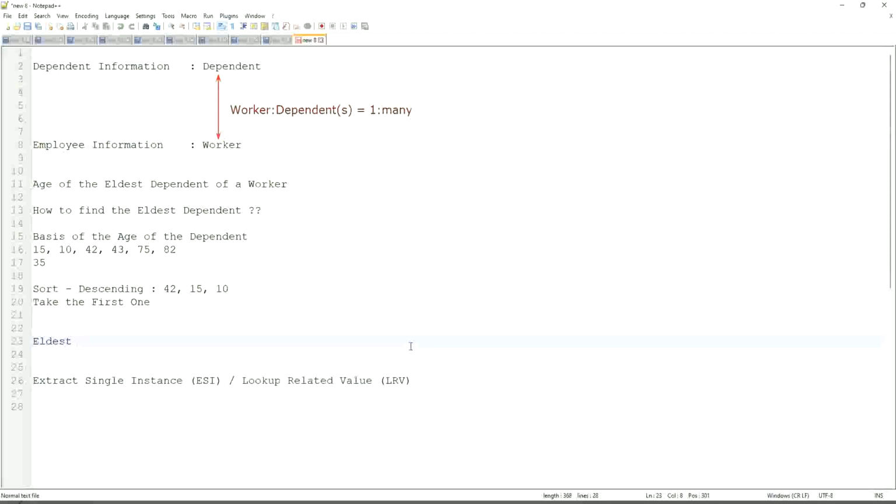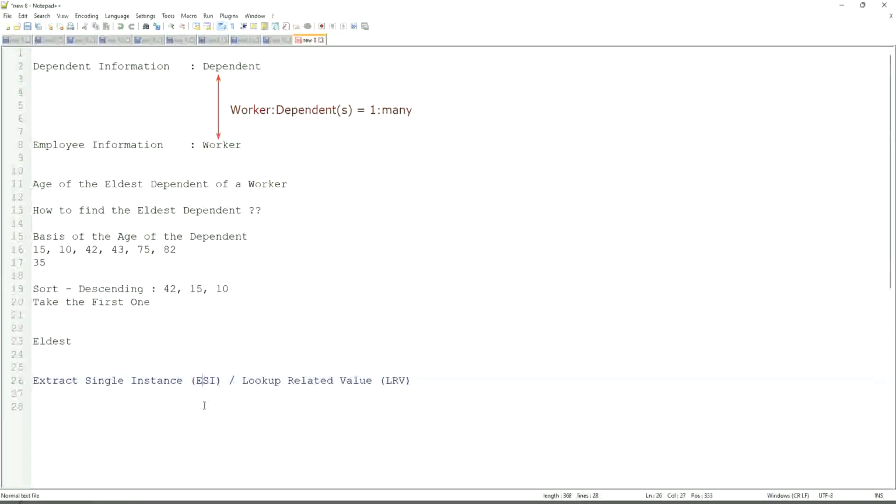They work in combination. We do not only leave with ESI. Once we extract the ESI, we use it to get some value. That's the LRV. Like here, we are going to get the age of the eldest dependent. Eldest dependent will be returned by the ESI. Right, and the age of that eldest dependent will be an LRV. Right. This will be a very, very common question.